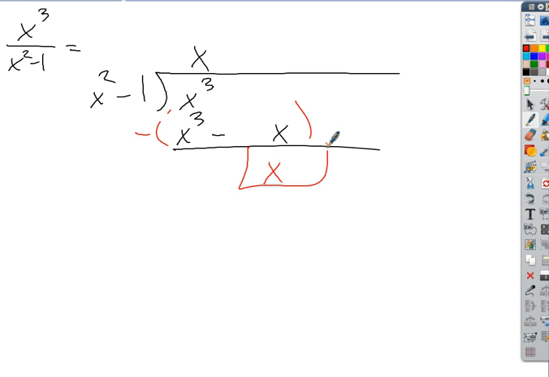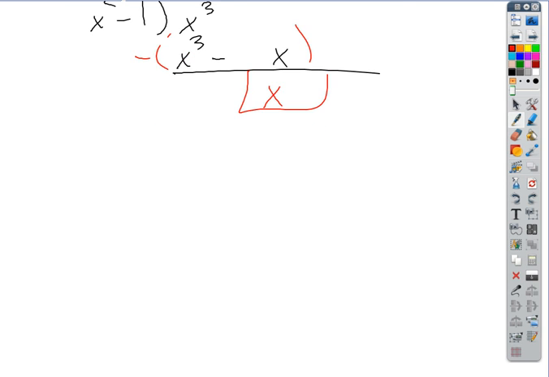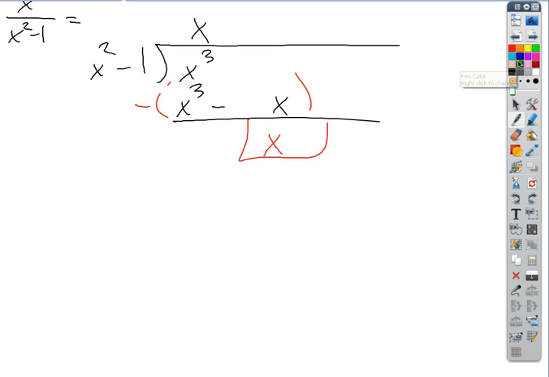And so what this is really equal to then is just this. I end up with the answer x plus x divided by x squared minus 1. That's the polynomial part, and that's the remainder that's left over. So why did you do that? Okay, so here's why I did that.